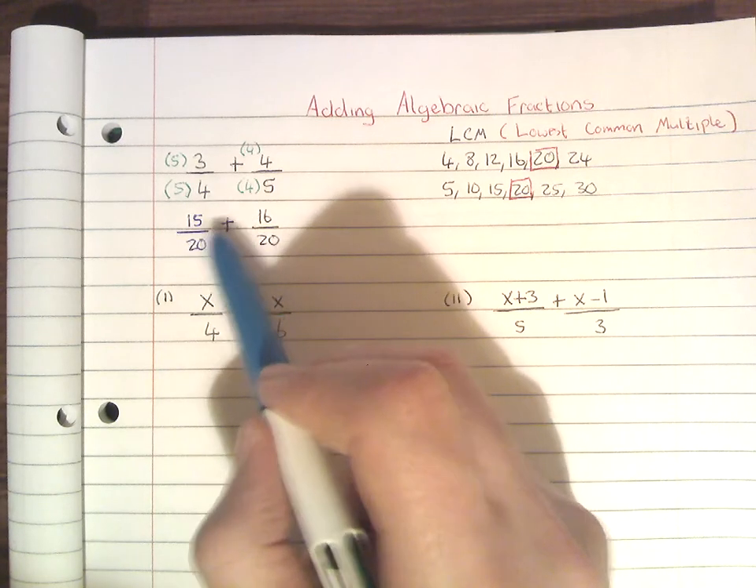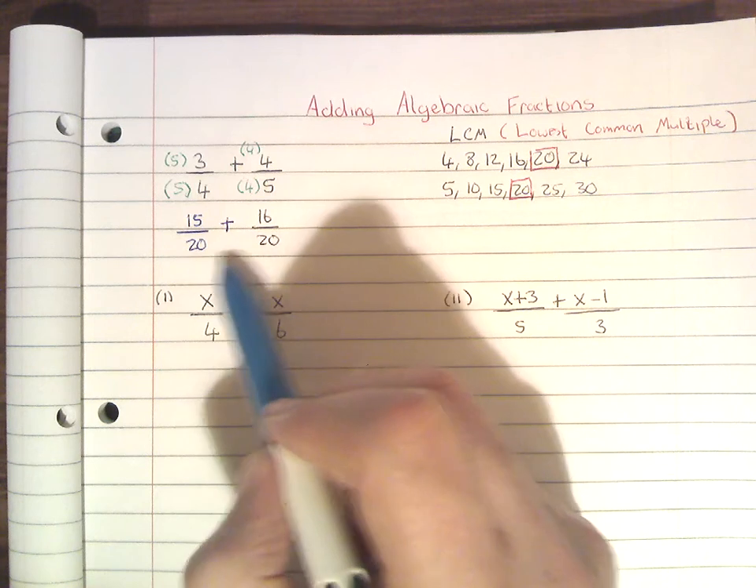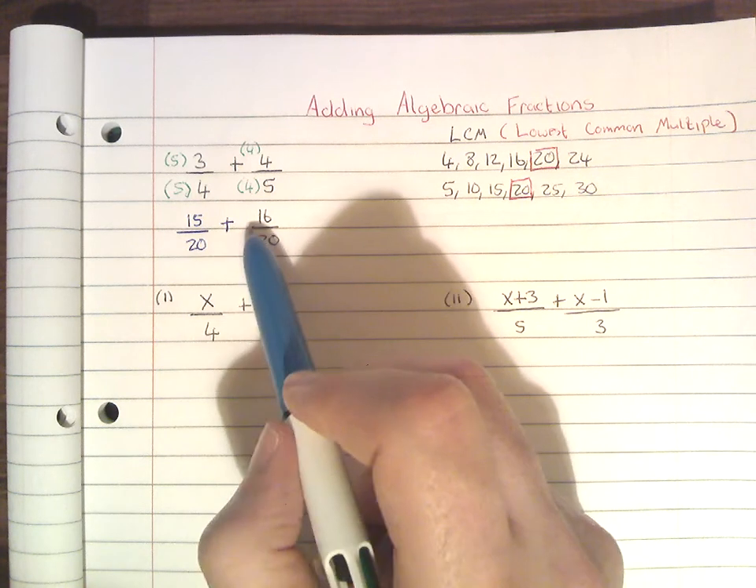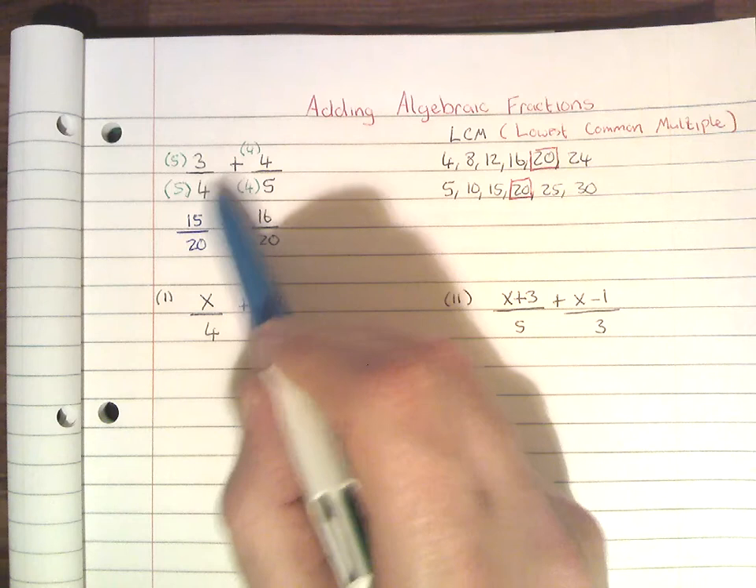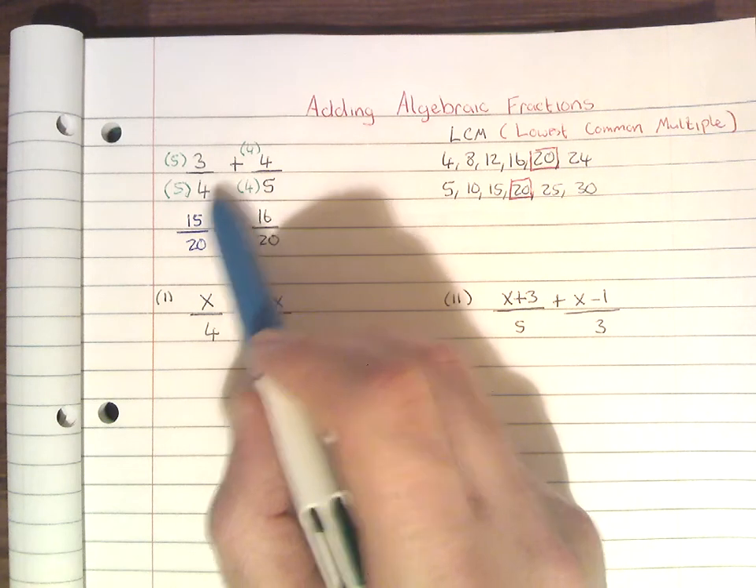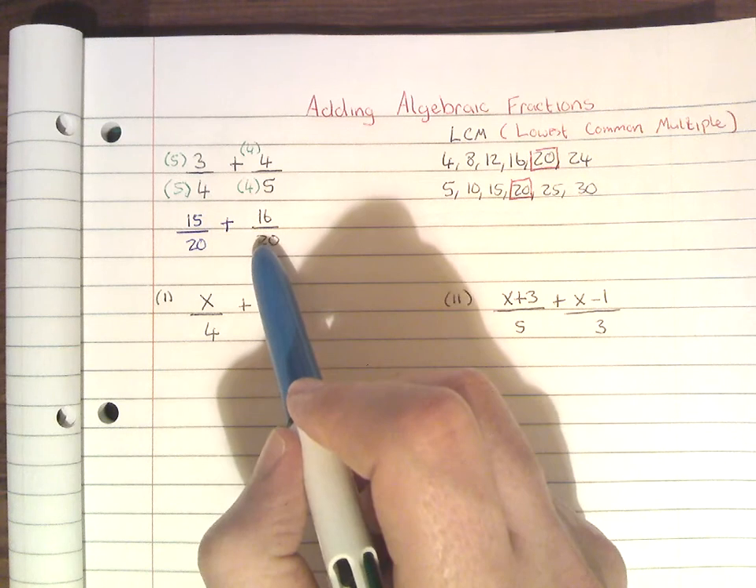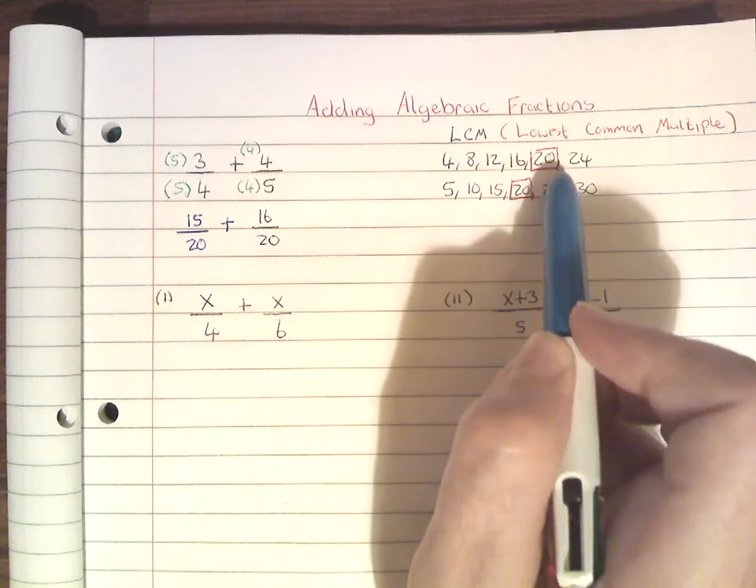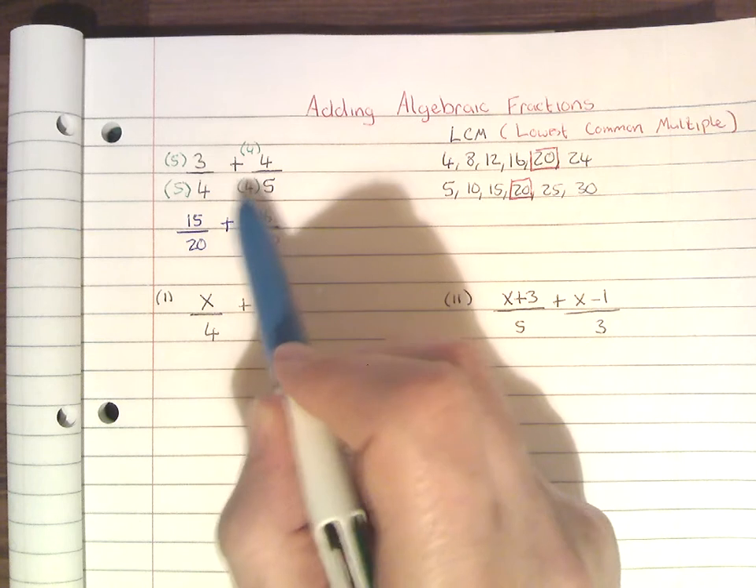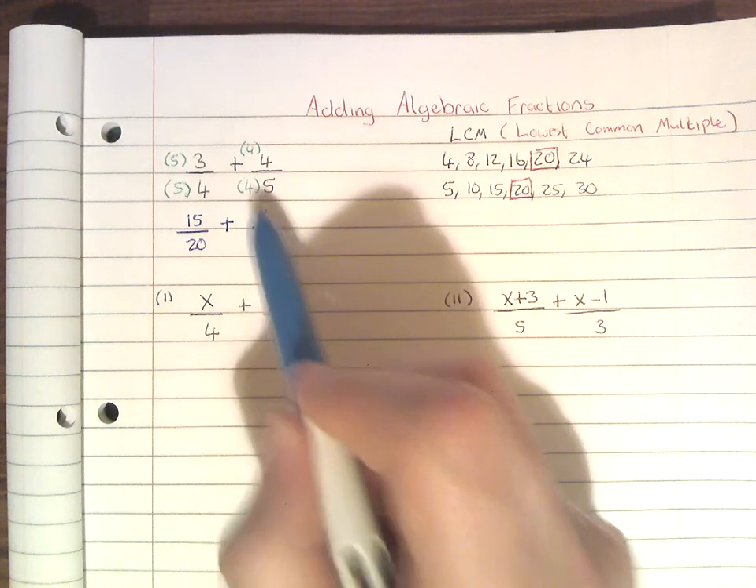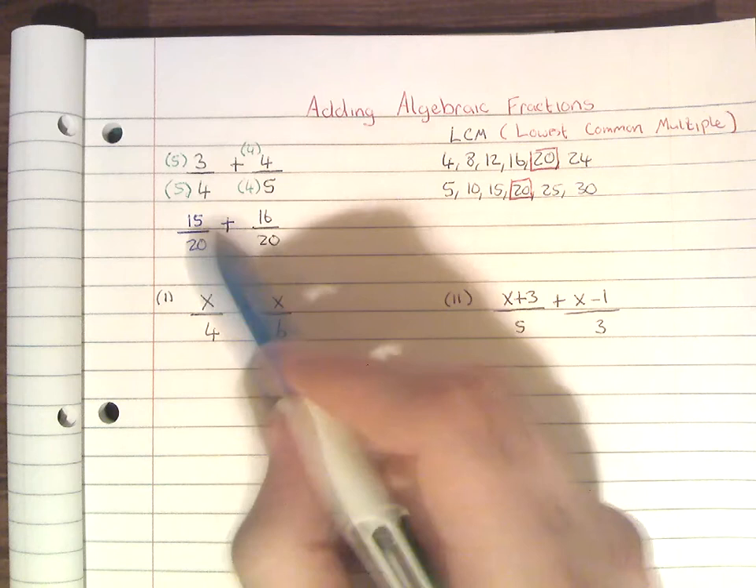And now we can easily add these together, because they have the same denominator, which is 20. When they're like this, 3 over 4 and 4 over 5, we can't add them together because they have different denominators. So we have to change them so that they have the same denominator. That's why we have to identify the lowest common multiple between these two starting denominators. So that's the first thing.